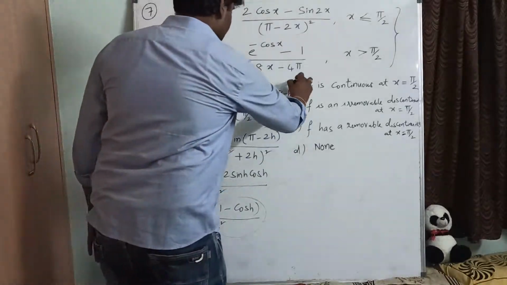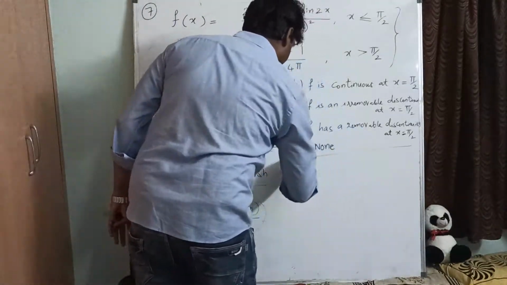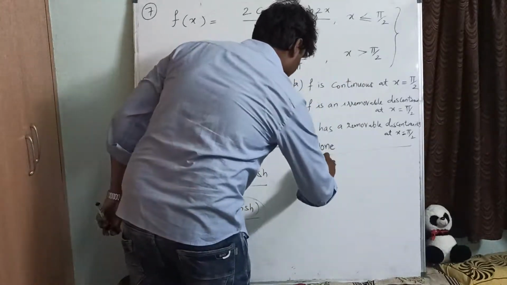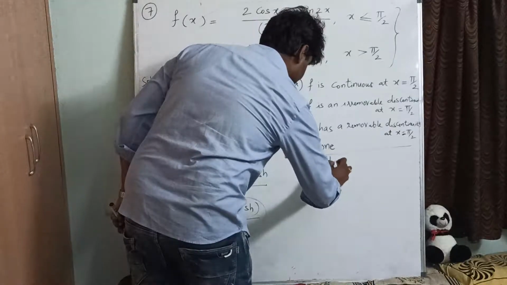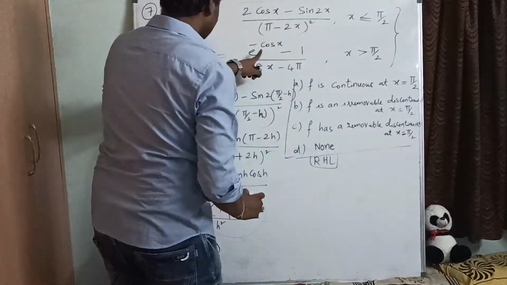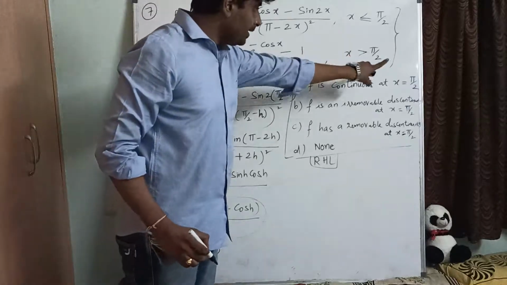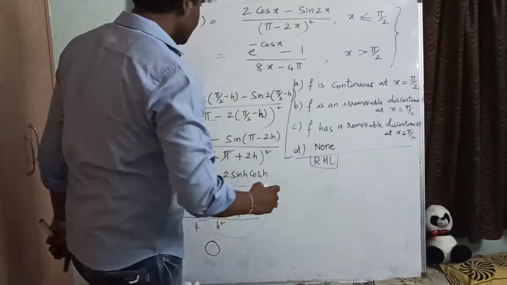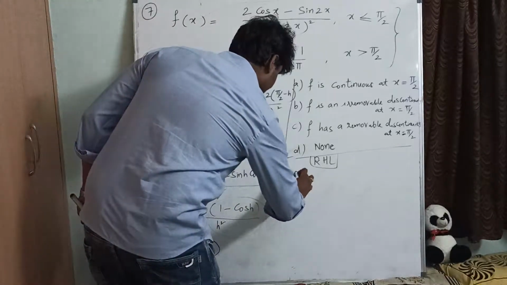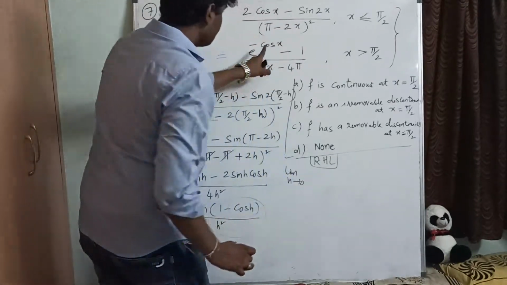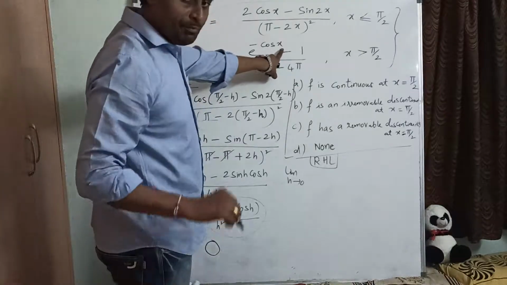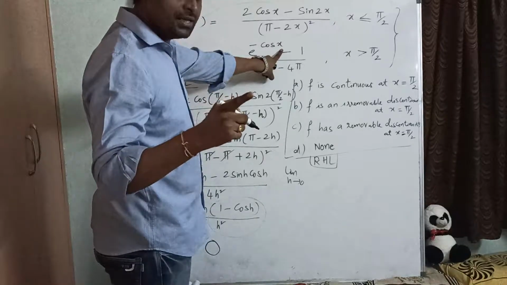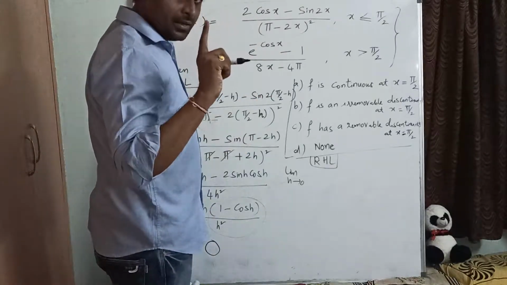Now let us go for RHL here, and see whether RHL will be equal to LHL or not. So now I am going to find RHL. Here RHL means we substitute pi by 2 plus h. Let me move on directly. Limit h tends to 0. Now cos of pi by 2 plus h, cos of 90 plus h, it will be sine.